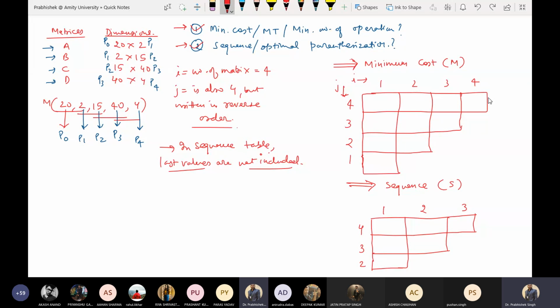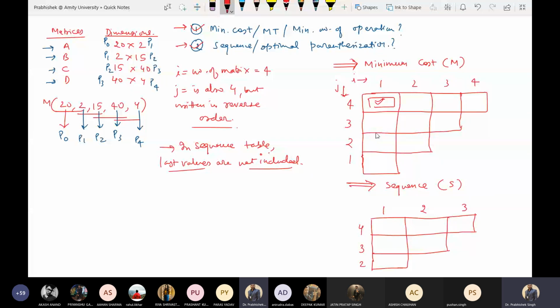There is a reason behind that, and you can understand this reason when I explain how to fill all these blanks, because only after filling these blanks can we know the minimum cost and the sequence of the multiplication of matrices. So in order to understand, we have to know the formula of matrix chain multiplication. But before that, please understand one point: if you want to calculate the minimum cost, then this value will give you the minimum cost.